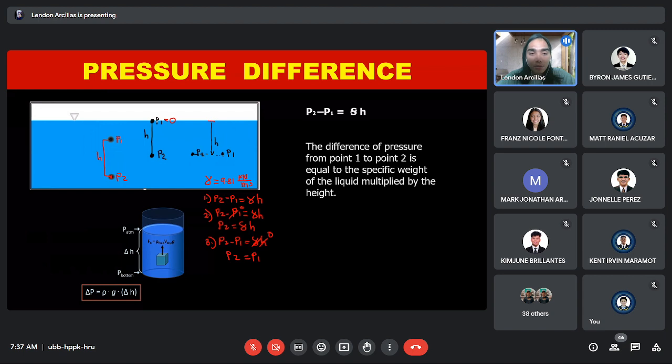Next is example, if yung pressure nasa surface and hindi naman binigay yung atmospheric pressure, automatic yung pressure sa surface is zero, right? What will happen if that is zero? Magiging P2 na lang equal to the specific weight times the height. Next, if yung pressure natin is of the same height, again, yung value ng pressure magdedepende kasi sa height. So pag same lang height, magiging zero yung pressure difference, di ba? So therefore, the P2 and P1 is equal.